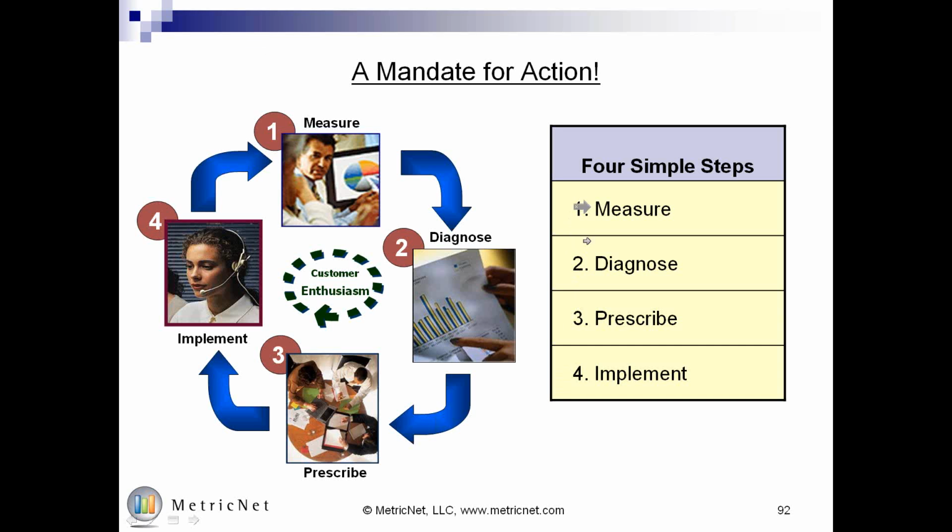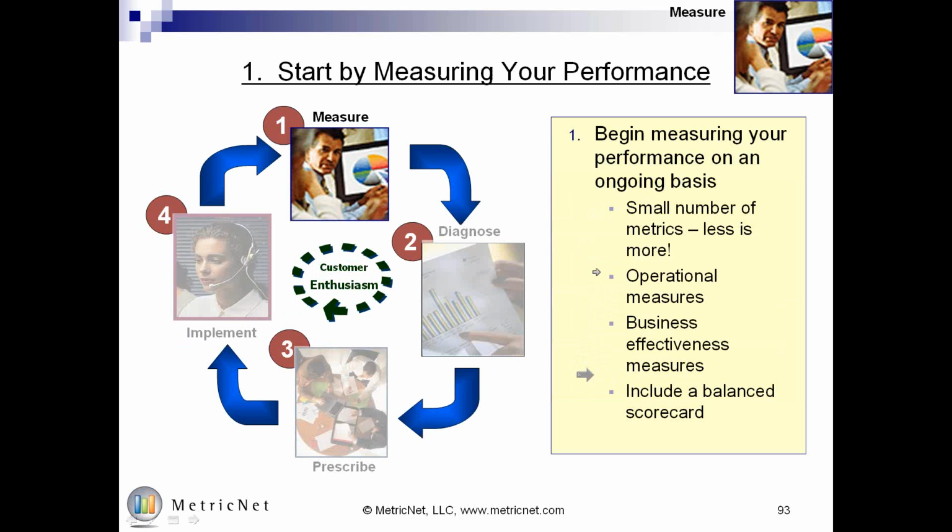The 4-part model addresses performance measurement, diagnosis, prescription, and implementation. When it comes to performance measurement, remember, less is more. You only need a small number of metrics. If you're an inbound customer service call center, I outlined the 5 metrics plus the scorecard. If you're doing sales or some other activity like collections, there are other metrics that you want to include, but keep the number manageable. 5 or 6 metrics are all you need.